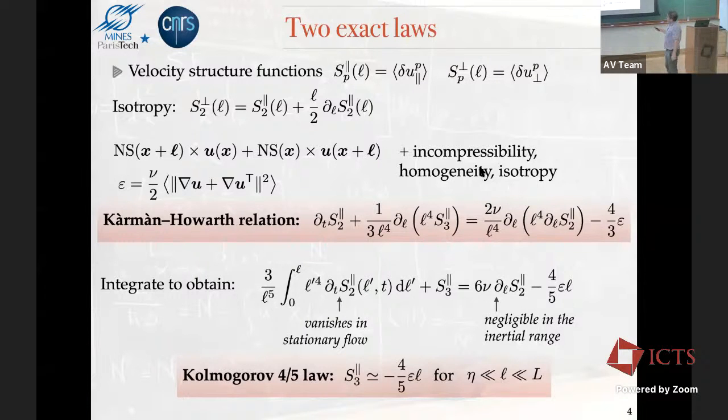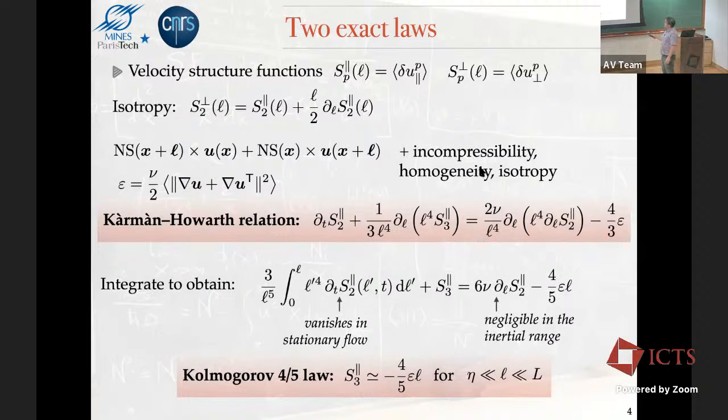So the idea is the following: write Navier-Stokes at one of the endpoints we are considering, at this point x plus L, multiply it by the velocity at point x, and add to it Navier-Stokes at point x times the velocity at x plus L. So you do this kind of cross manipulation. And I will not redo the computation because it's quite involved, but it's in many textbooks anyway.